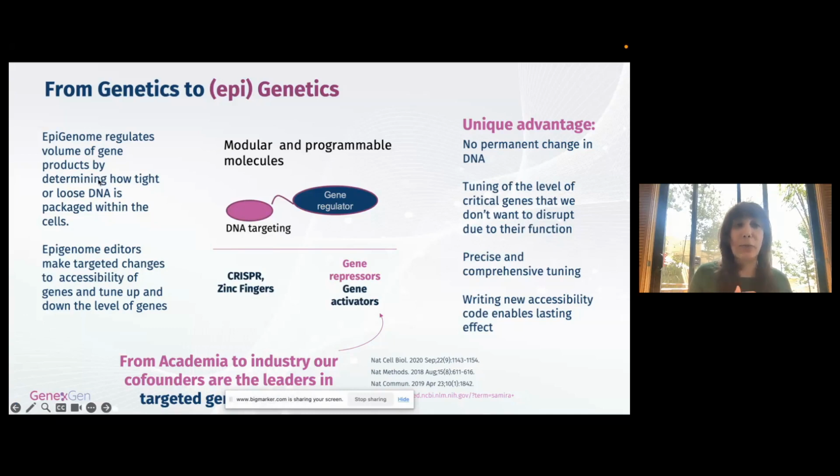As you know, the epigenome regulates the volume of gene products by determining how tight or loose DNA is packaged within the cells. There have been advances in the field of epigenetic editing recently because of the new DNA targeting modalities, such as CRISPR or zinc fingers, that have been created. There's a possibility to create targeted epigenome editing by fusing these DNA targeting modalities to chromatin regulators, to gene regulators, and specifically target a gene and regulate its expression. We have done a lot of work in this area to develop targeted epigenetic editors for a variety of genes. And we think there are unique advantages, including that it can be safer, and you can tune the level of critical genes without disrupting them.